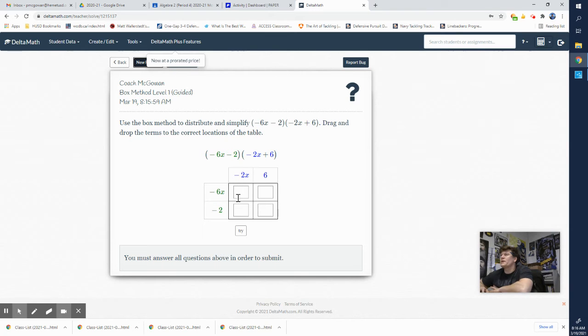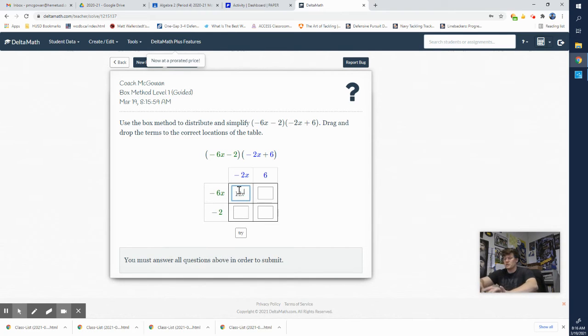From here, we just multiply away. Negative 2x times negative 6x. Negative 6 times negative 2 makes positive 12. X times x makes x squared. Negative 6x times positive 6. Negative times positive makes negative. 6 times 6 makes 36. And I have 1x. Negative 2x times negative 2. Negative times negative makes positive. 2 times 2 makes 4. Okay, and then I have 1x.